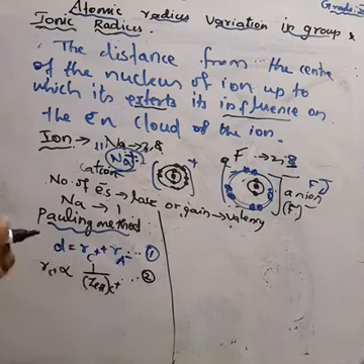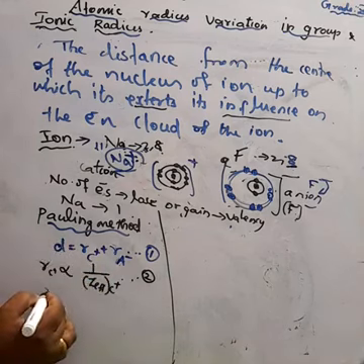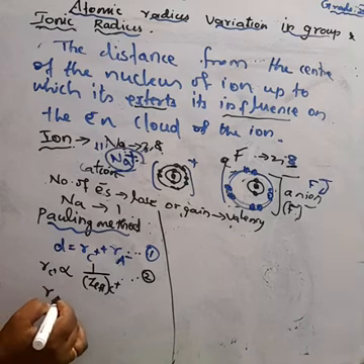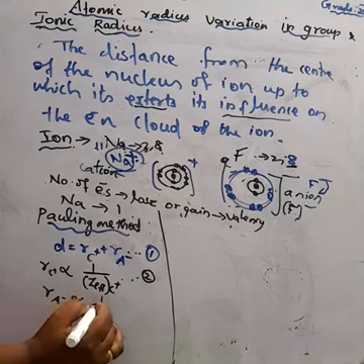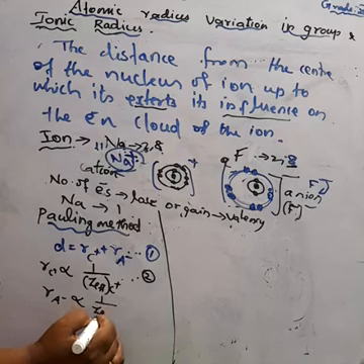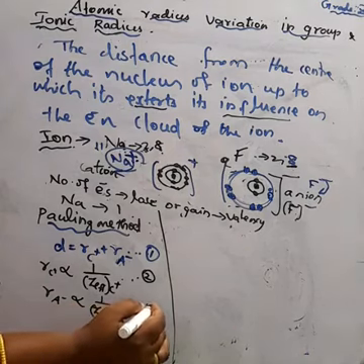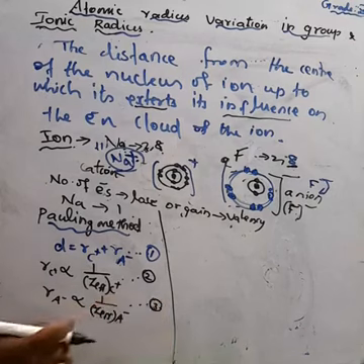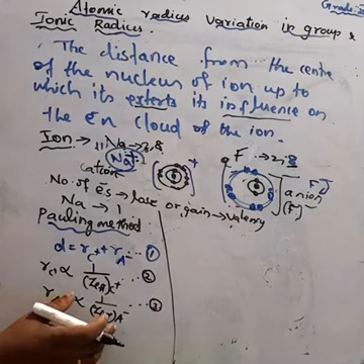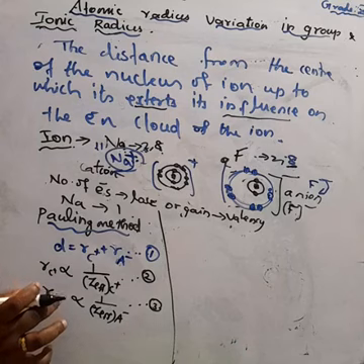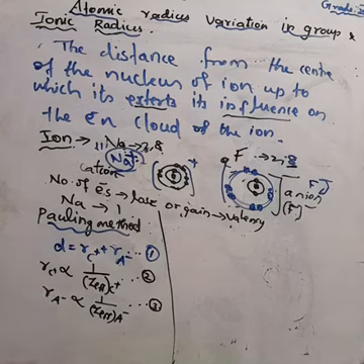Like that, the radius of the anion, Ra minus, is inversely proportional to the effective nuclear charge. Here, when the effective nuclear charge is high, the radius of the anion will be low. When the effective nuclear charge is low, the radius of the anion will be high. Understood? So these are about the second assumption.